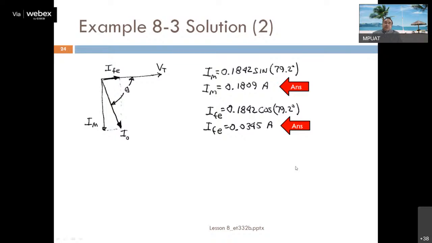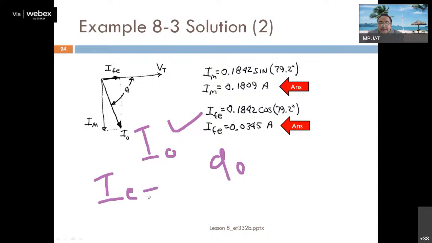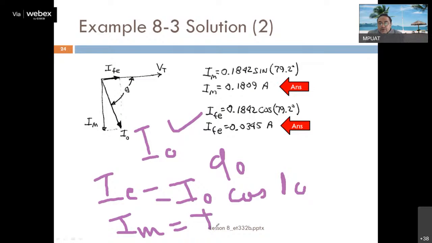Yes, any doubt? How to calculate exciting current? Calculate I naught, then calculate phi naught, then resolve these two. Your IE will be nothing but I naught cos phi naught, and IM will be nothing but I naught sine phi naught.